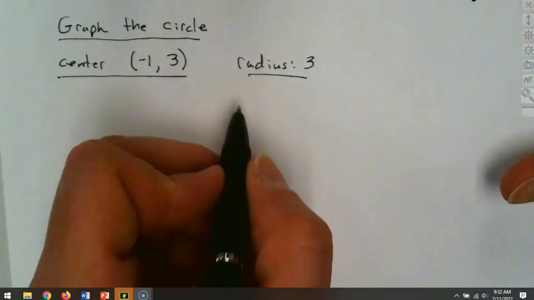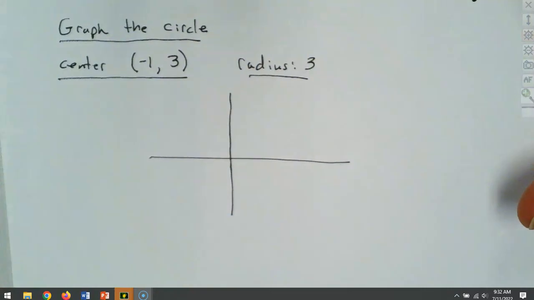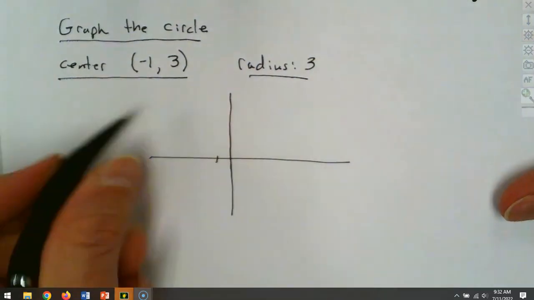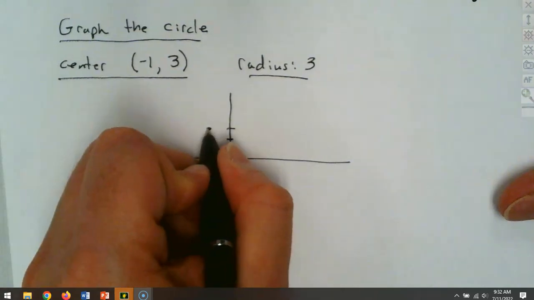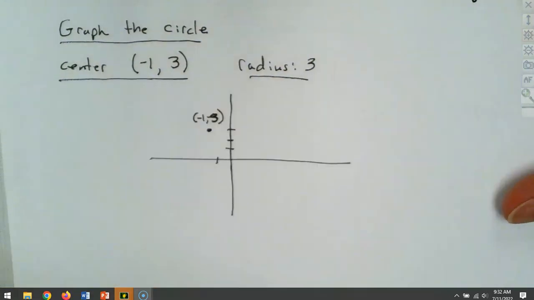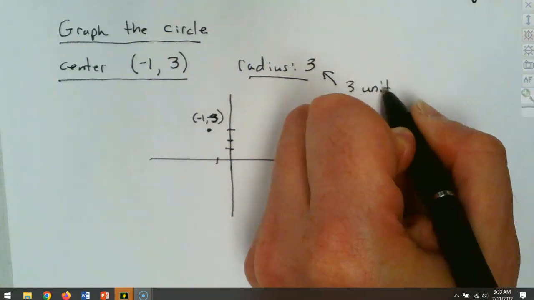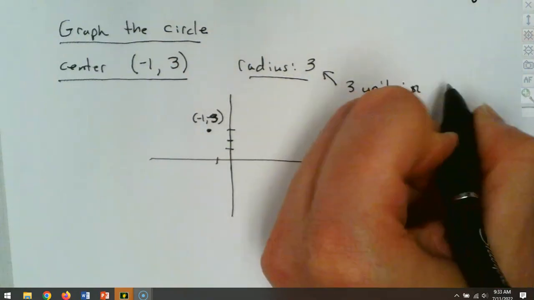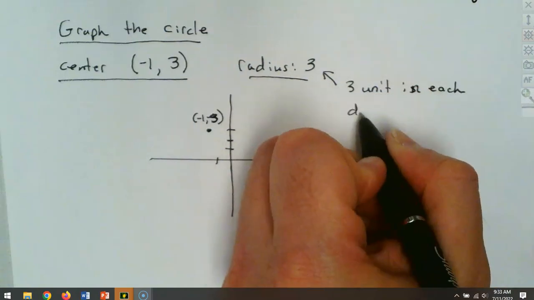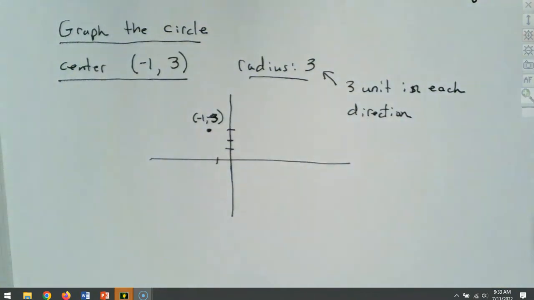Well, the first thing we do is we take our center, which is an ordered pair, and we find it. So the center is at (-1, 3). So that's here. Now, what's the radius? Radius is 3. So that means that we go 3 units in each direction. So we're going to go 3 units up, down, left, and right from the center.